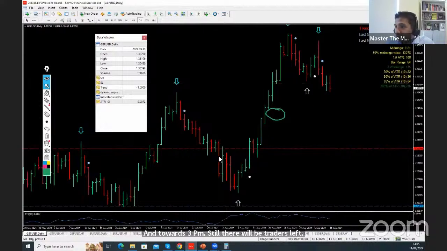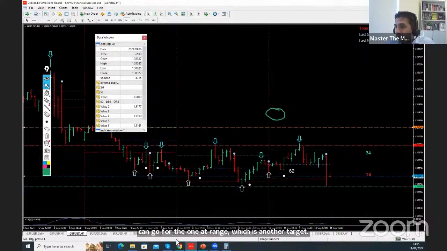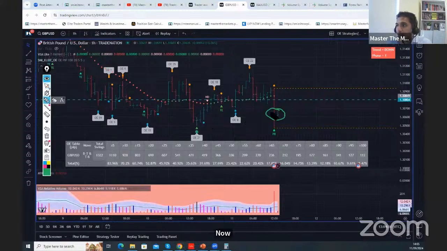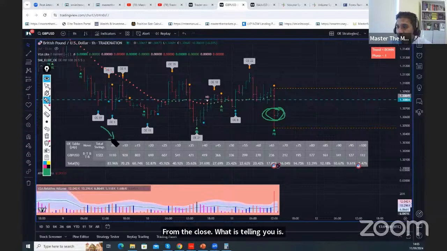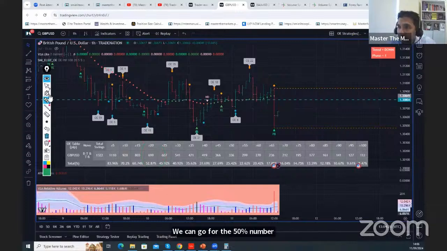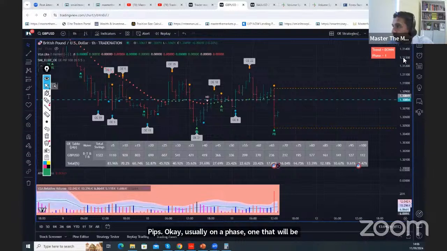which is another target. Now, the other thing that you can also do using the OE stats, which I'm showing you over here, from the close, what it's telling you is, if you want a very quick scalping trade, you can take 5 pips from here, from the close, right? Another thing that you can also do, because this is phase 1, we can go for the 50% number, which is 20 pips, okay? Usually on a phase 1, that will be about 60-70% probability of reaching that.